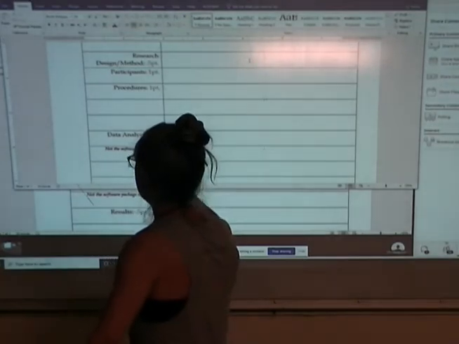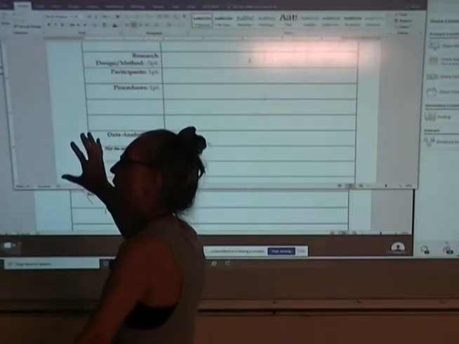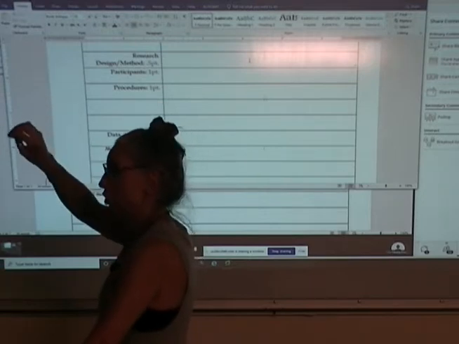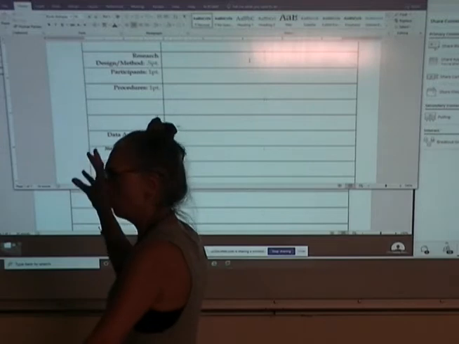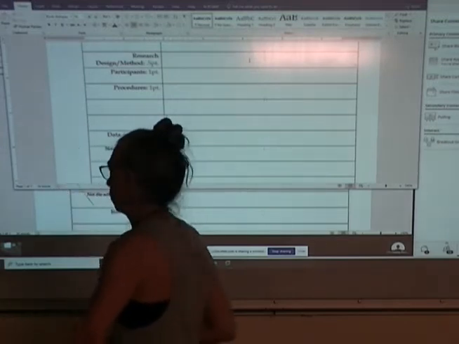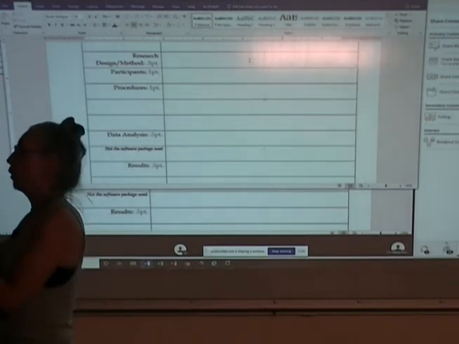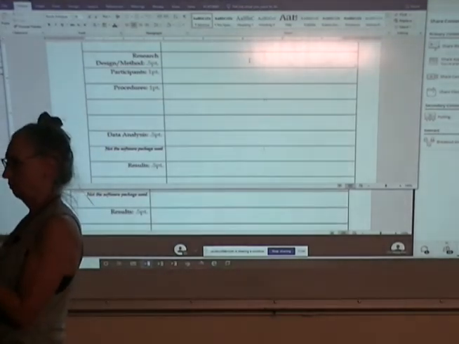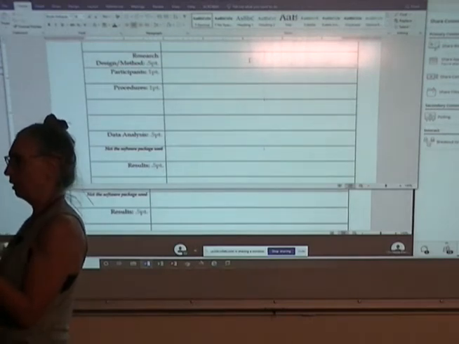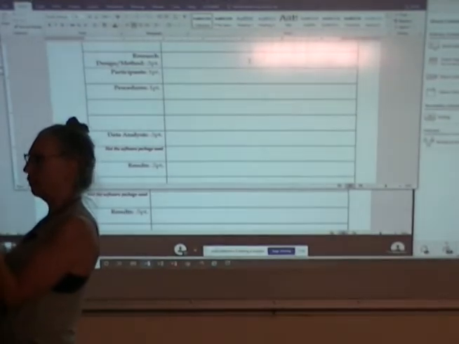The procedures, you're going to find that often titled methodology or methods, depends which journal you're looking at. The procedures is the recipe. How did they collect the data? So again, what are the key points of how they collected the data?